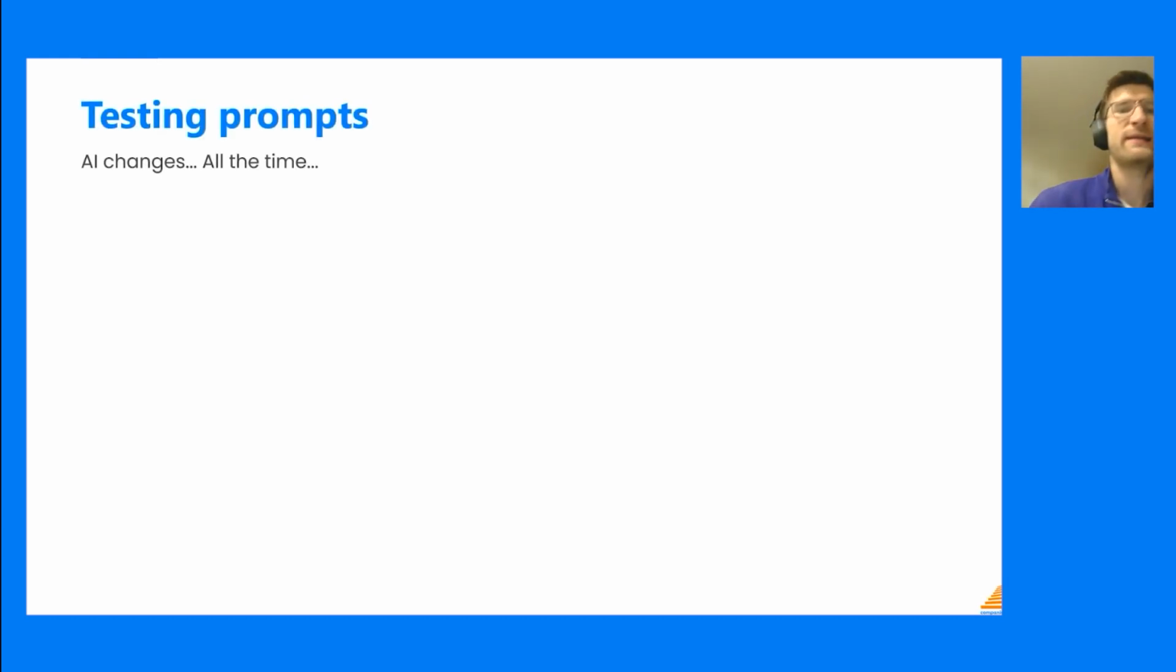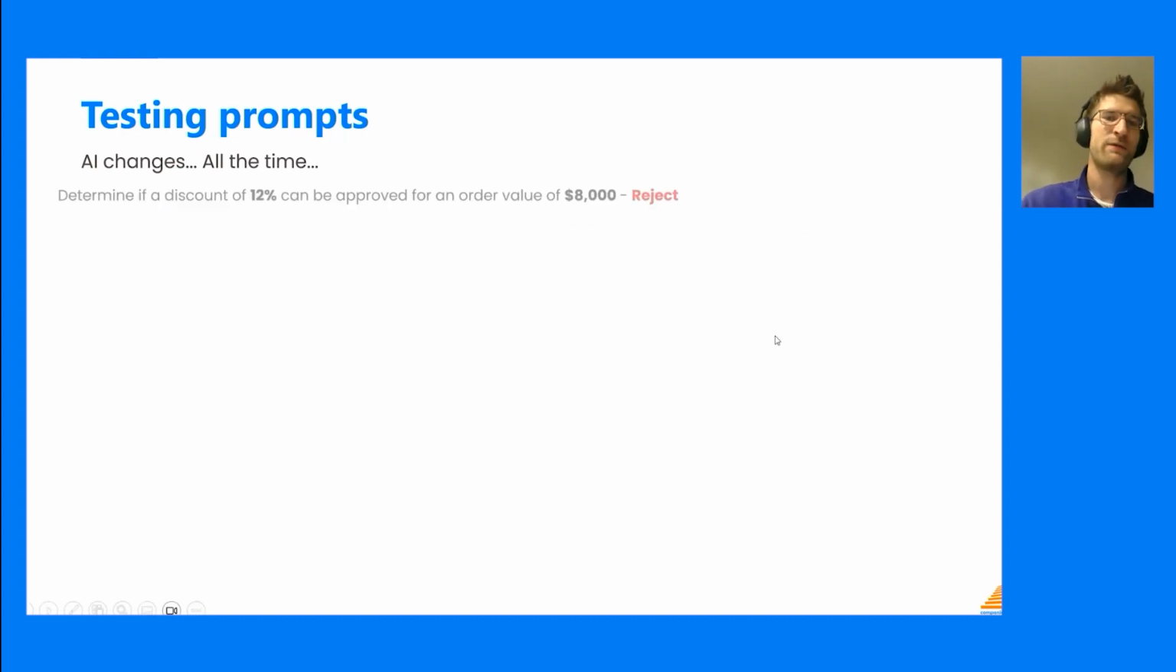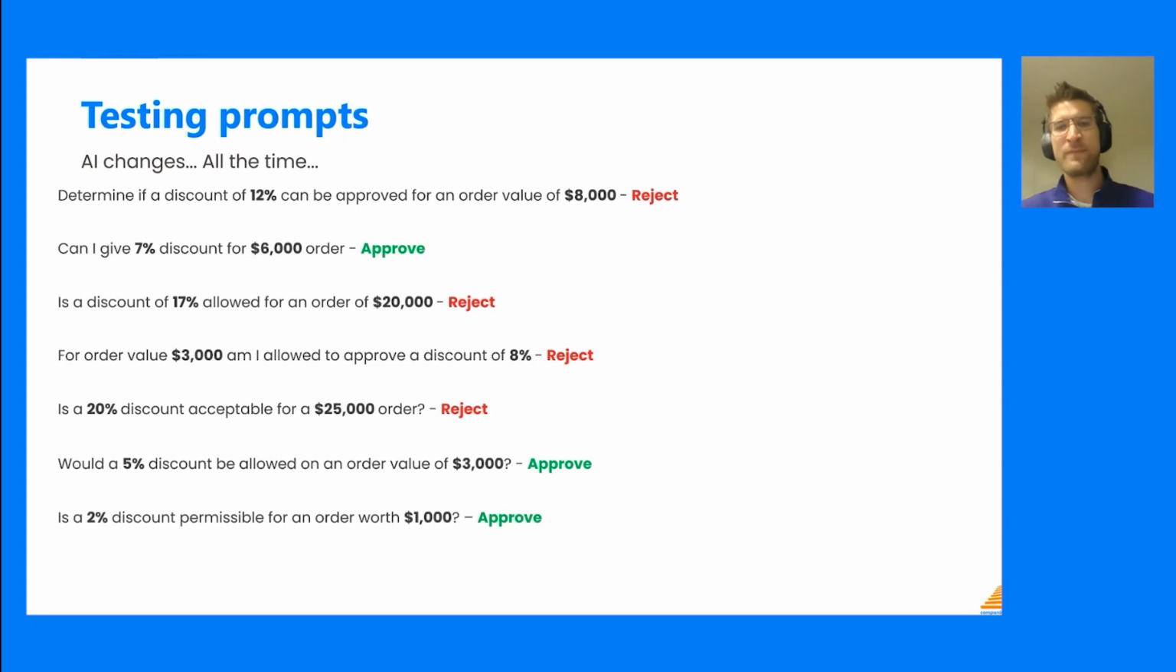Okay, so we know that testing is important. Then let's talk about how do you actually test an AI feature. Let's go back to our example with determining if a requested discount can be approved or not. So how would I test a feature like this? I would come up with a set of different questions to the model. Something like, determine if a discount of 12% can be approved for an order value of 8,000. And I would specify that the expected result is reject.